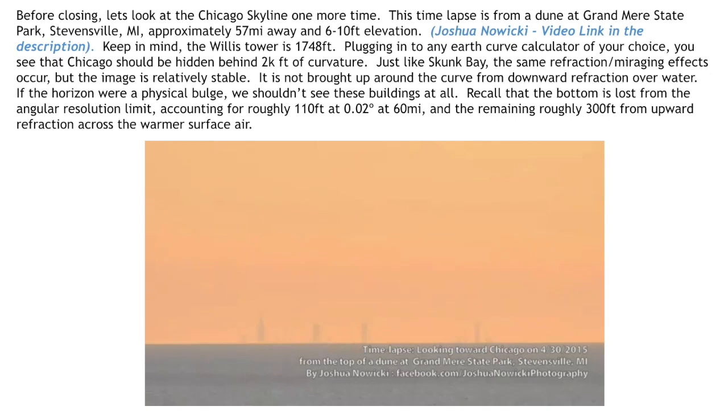They should be lost. So recall that the bottom is lost from the angular resolution limit, accounting for roughly 110 feet at 60 miles at this distance. And the remaining roughly 300 feet that seems to be lost is from upward refraction across the warmer surface air over the water. Let's take a look at it now. And you have to ask yourself if this is the Chicago skyline, or if you believe this entire thing is a mirage.